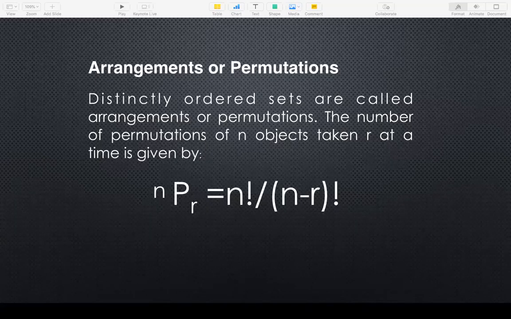So whenever you read the question and you find out that here order is important, then you will simply go for permutations. When you read the question and you feel that the order is important, then you will go for permutations.